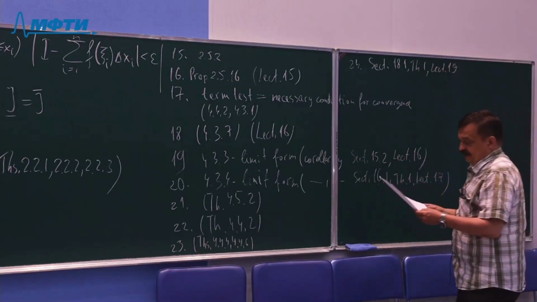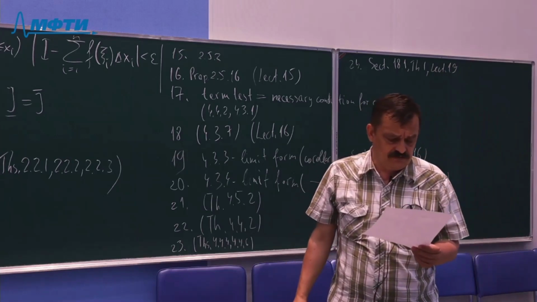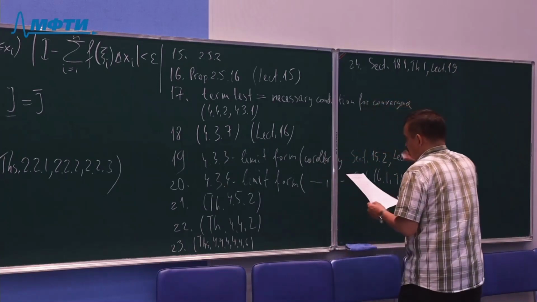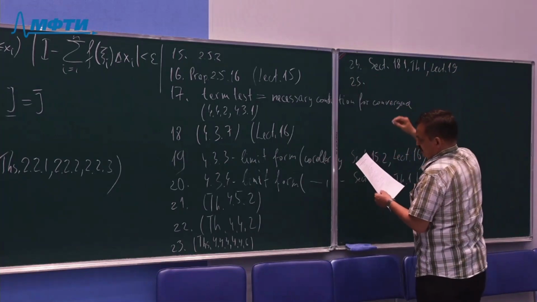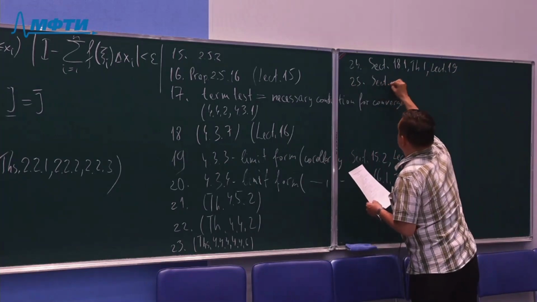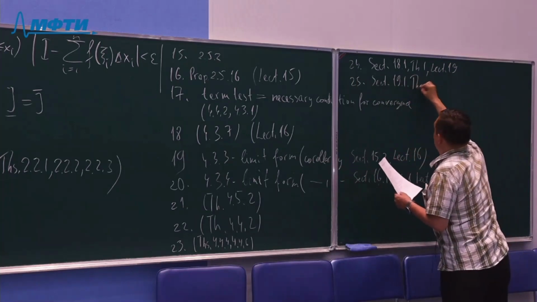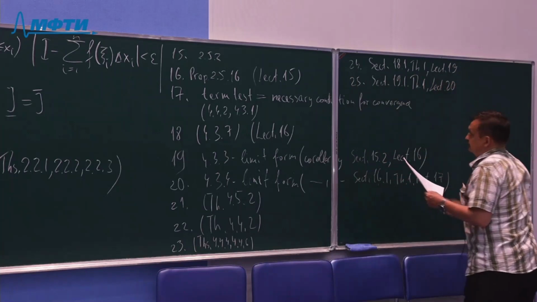And multiplication of series. So it's sufficient to know only multiplication of absolutely convergent series. So section 19.1, theorem 1, lecture 20.